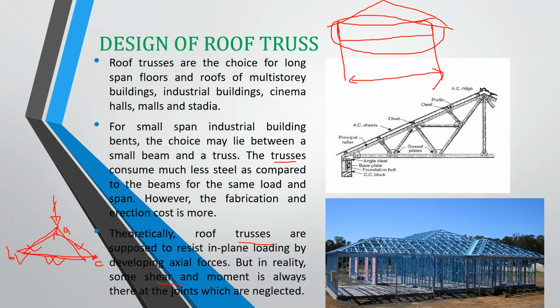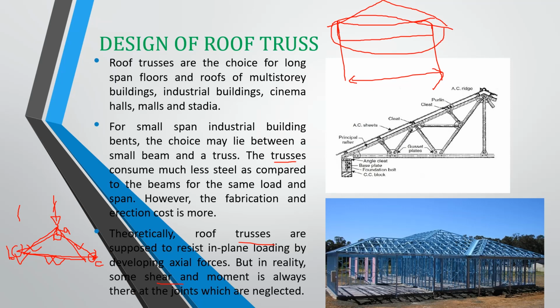If we are connecting these two members at joint B, or these two members at joint C, or these two members at joint A, using a single bolt at each joint, then we can assure that our truss structure will be pin jointed.